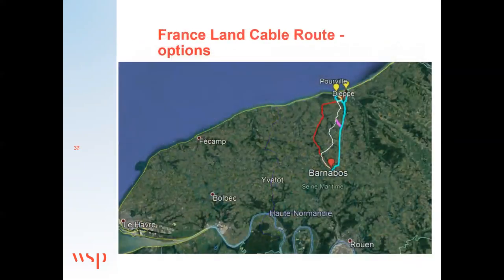And of course, you have to do all of the same things in another country, in France. Ask RTE, where can we connect? And their ultimate preference was Barnabas substation, which is about 35 kilometers from the coast, somewhat further than in the UK. And again, we had to look at different cable options, different cable routes, following either the public highways or through fields to get from just to the west of Dieppe down to Barnabas substation.